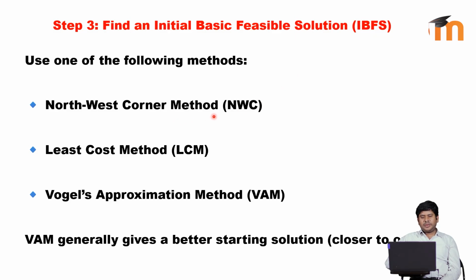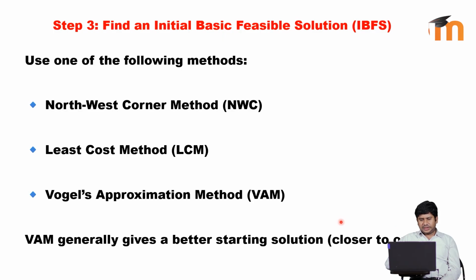To find the IBFS, we have 3 methods. One is called the northwest corner method. Some people call it the northwest corner rule. The second one is called the least cost method, which they also call the cost matrix method. And the third one we call Vogel's approximation method, the VAM method. These are the 3 methods to get the IBFS, that means the initial basic feasible solution.